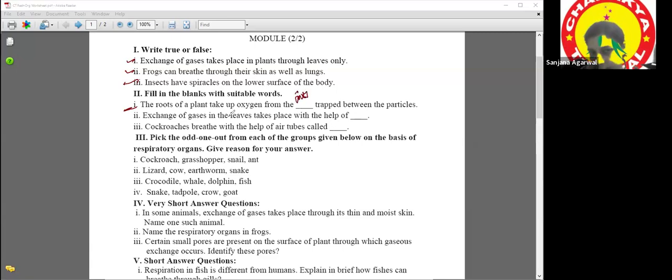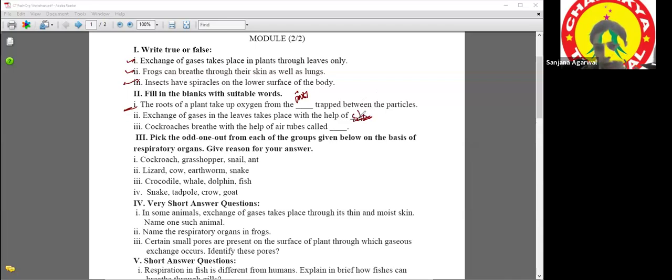Next. Exchange of gases in the leaves takes place with the help of dash. Advika fine, Rishit fine, Afan fine. For the second, keep posting your answers. Okay, Charvik. Okay. Keep going. Children, keep going. Okay, fine. With the help of stomata.